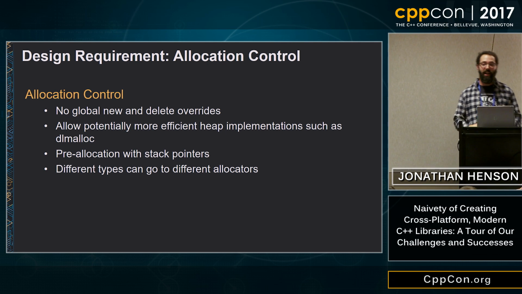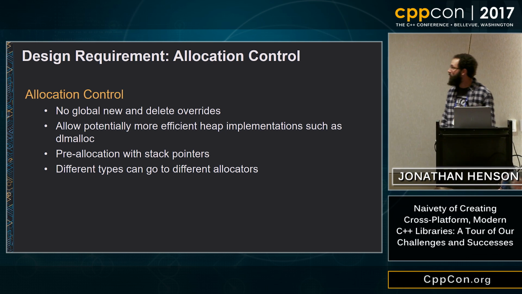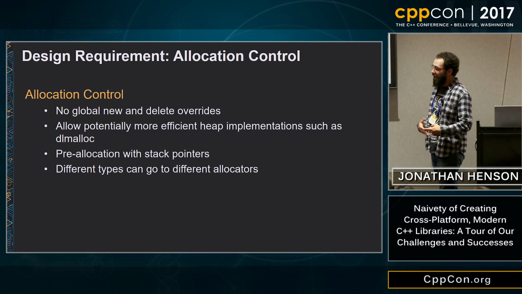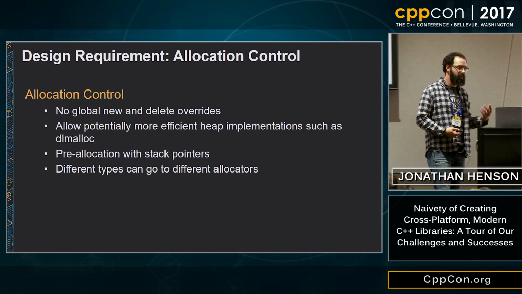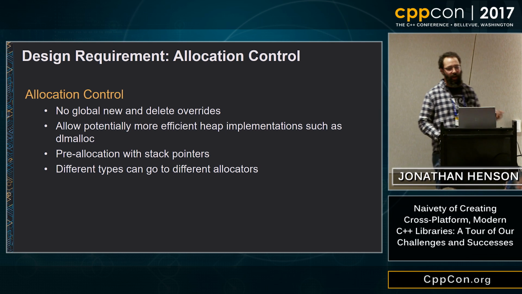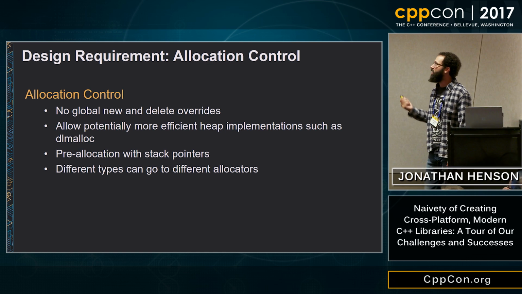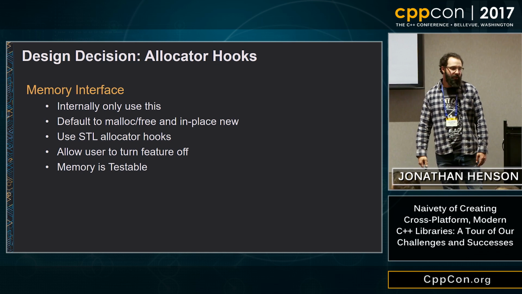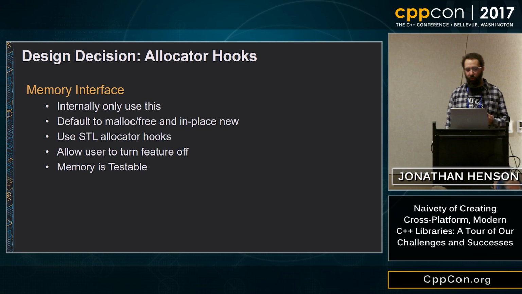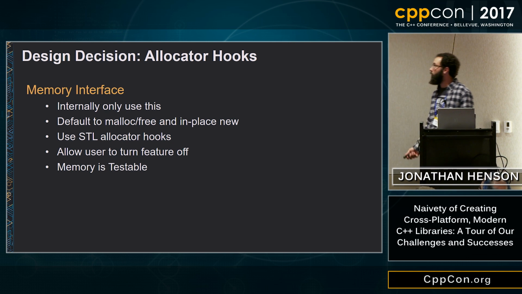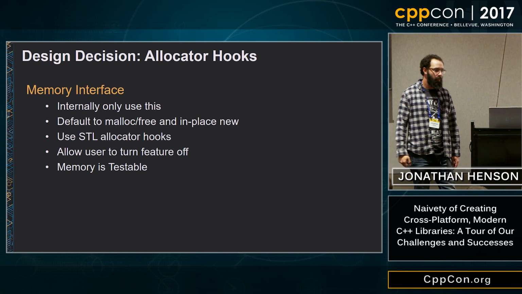Or you may want to do pre-allocation of pools and have stack pointers moving around based on the various types. So the different types maybe could go to different allocators. So global new and global delete, or malloc and free, were not an option. So how do we handle this and still provide an idiomatic C++ experience? Our decision was to write a memory interface, which we'll look at in a moment. And internally, we would always go through this memory interface anytime we needed to allocate memory.